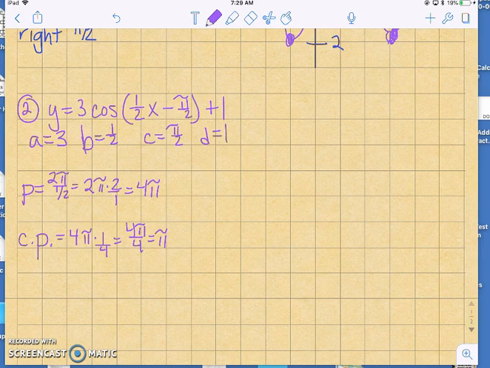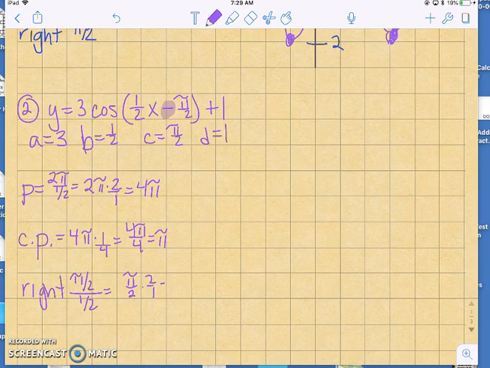The shift, so let's see, we have minus, so that's going to move it to the right. C over B, so pi over 2 divided by 1/2. So that's pi over 2 times 2 over 1. So that's just to the right pi. And then it's going to move up 1.